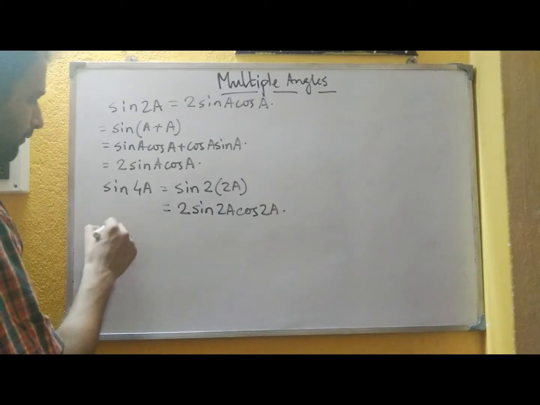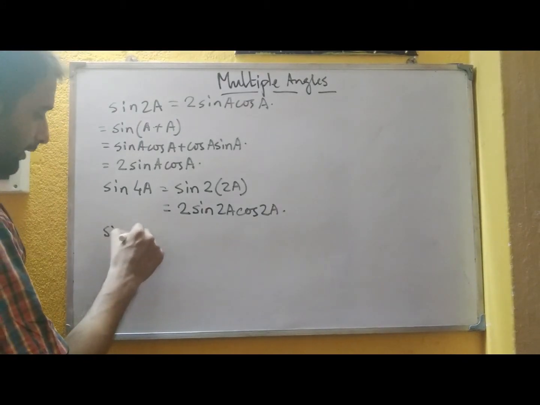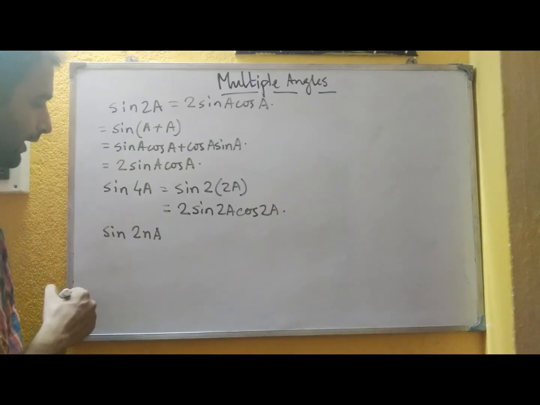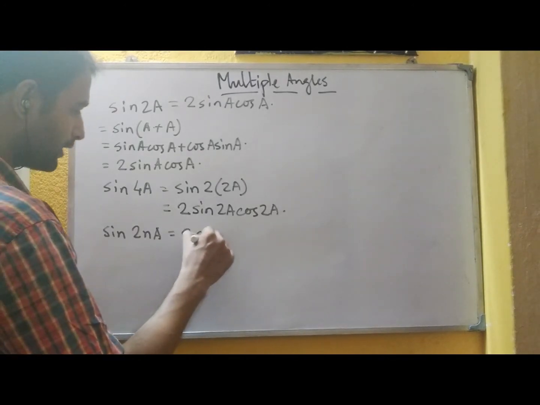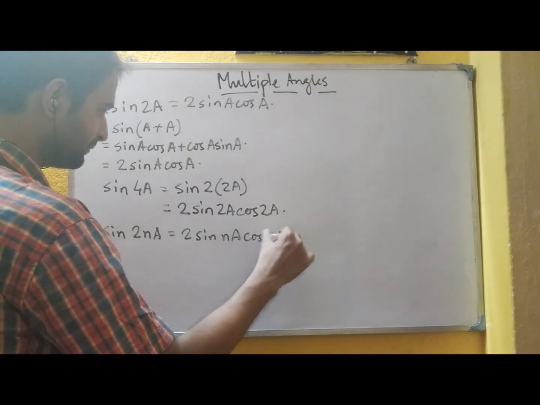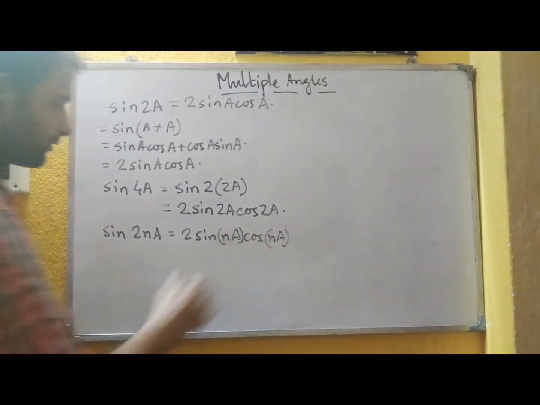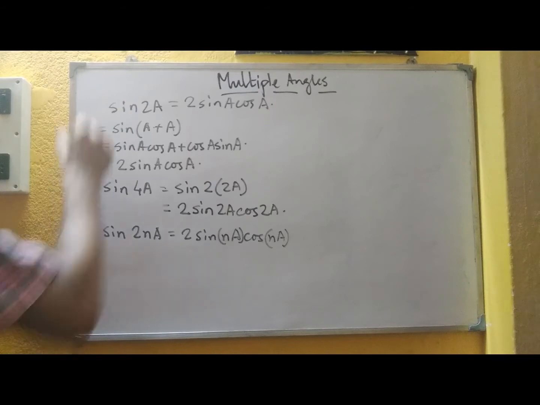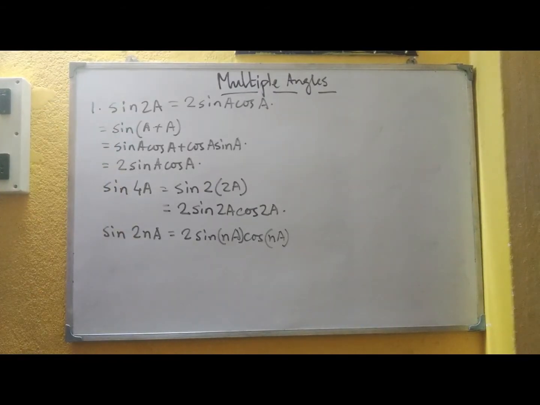So in this way, if you are finding any multiple of 2, say sine 2nA, you can write it as 2 sine nA cos nA. So in this way the formula works. So the first formula is sine 2A equals 2 sine A cos A. Next.